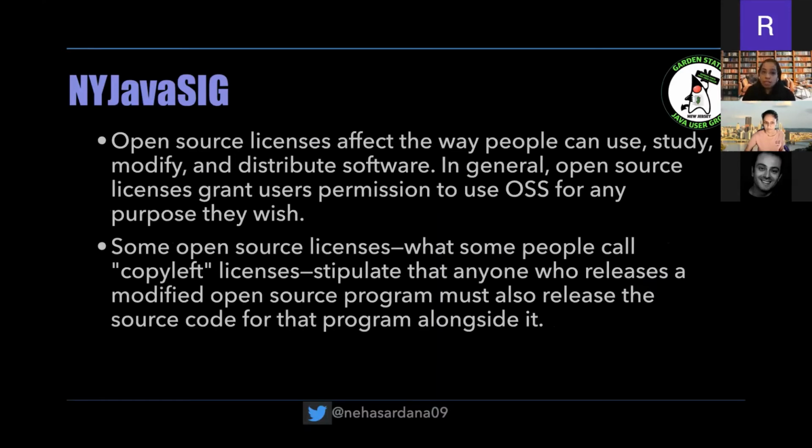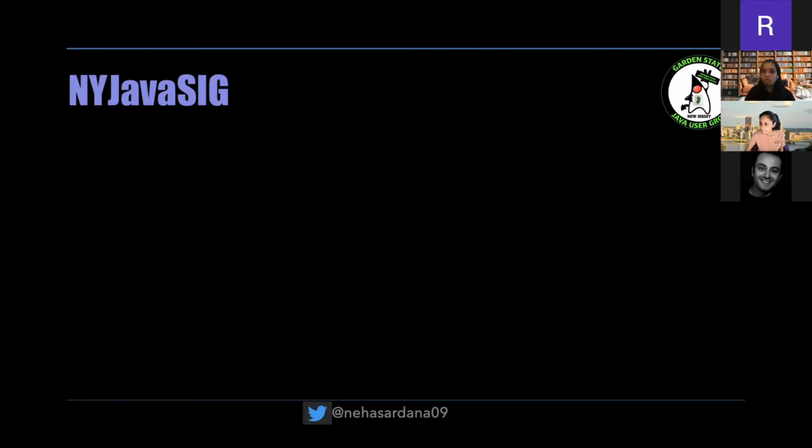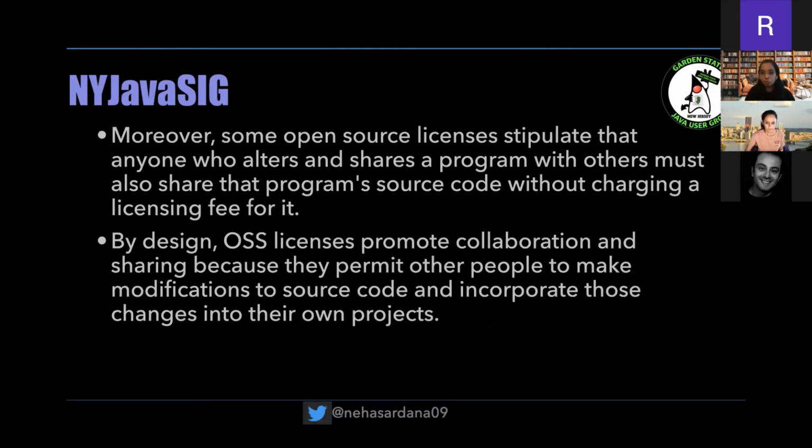Whereas in open source, licenses affect the way people can use, study, modify, distribute software. In general, the open source licenses allow users to use the open source software for any purposes they wish. So there are no restrictions here. Some open source licenses, what some people call copyleft license, stipulate that anyone who releases a modified version must also release the source code for that program alongside with it. So it's very easy and straightforward for open source license and the software related to them to be used.